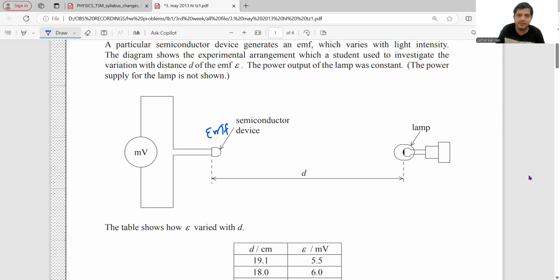The diagram shows an experimental setup which a student used to investigate the variation with distance d of the EMF. The output power of the lamp was constant. So here you are generating this EMF because the light is falling on it, and you are moving this one away or nearby. The table shows how E varies with d. If you bring this one nearby, it will generate a larger EMF. If you move farther away, it will generate a smaller EMF. That's it, very simple.